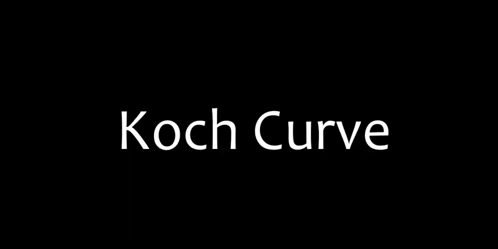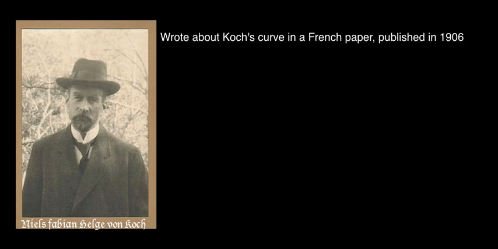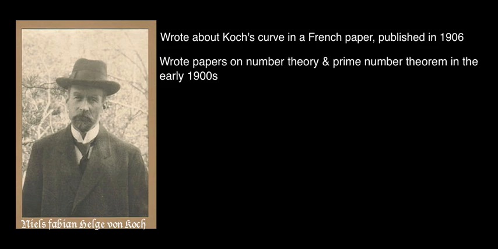But before we do so, however, we have to learn a little bit about the Koch's curve from which the Koch snowflake is derived. The Koch's curve was invented by the mathematician Niels Fabian Helge von Koch, and he published the information about the Koch's curve in the paper Une méthode géométrique élémentaire pour l'étude de certaines questions de la théorie des courbes plans, which he published in 1906. And this curve has an infinite length. And von Koch also wrote papers on number theory and the prime number theorem in the early 1900s.